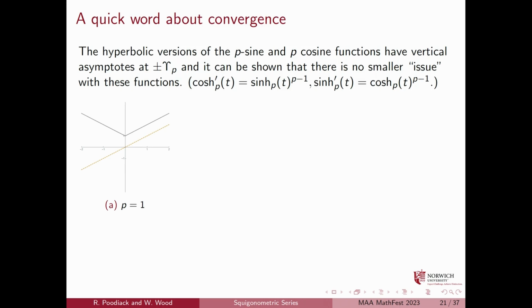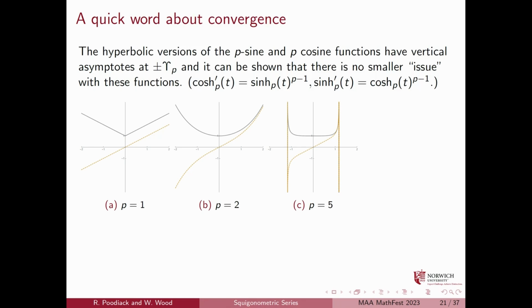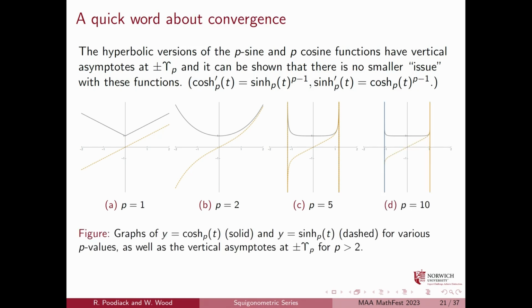So for the hyperbolics, you would solve a similar coupled initial value problem, but with the minus signs gone. When p equals 1, we get that. P equals 2 is the typical cosh and sinh. But when we get to 5, there are vertical asymptotes. And the vertical asymptotes are getting tighter. They're there for p equals 10, but they're getting tighter and tighter. They seem to be heading toward plus or minus 1.